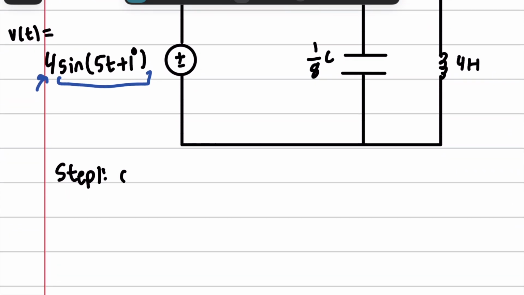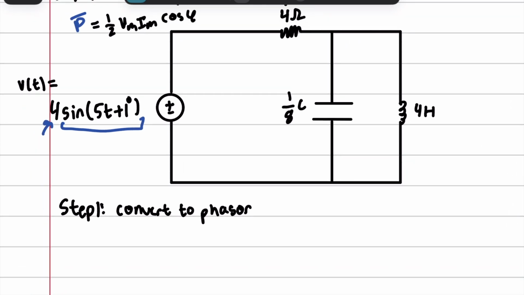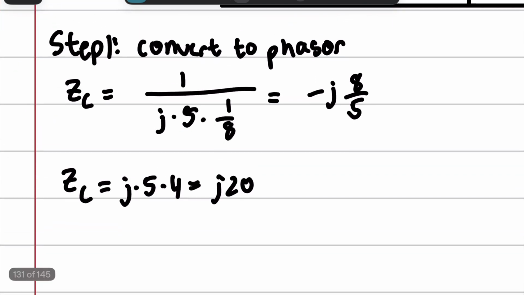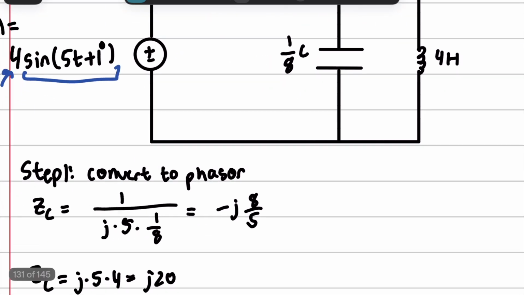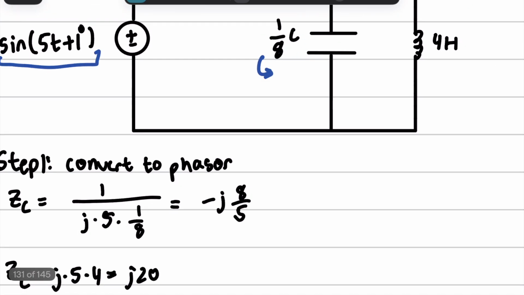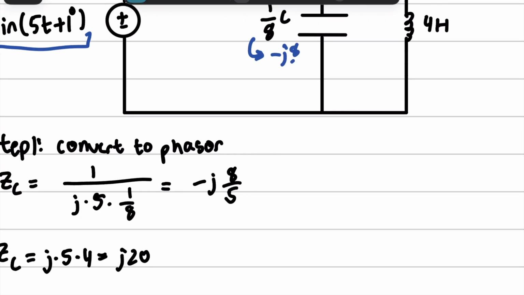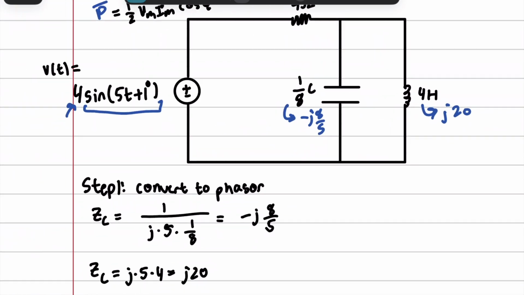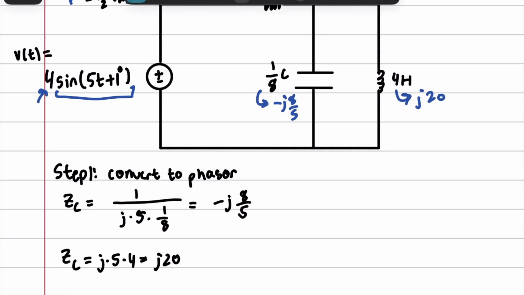So step one is to convert to phasor. Because we already know how to do this, I'm just going to go ahead and speed it up right here, but I'm going to show you all the work as normal. So these are now the phasor representations, or the frequency domain versions, of the capacitor and inductor. The capacitor is negative j8/5, and the inductor is j20. If you don't know where I got all of this, I would highly recommend that you check out my previous videos in this unit on how to convert to the frequency domain, or the phasor form.